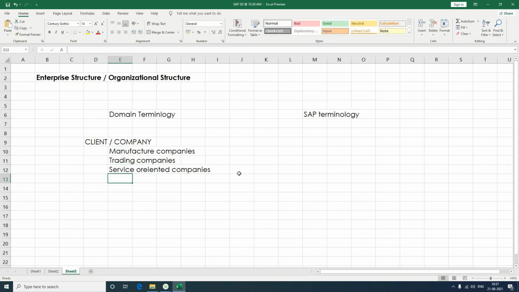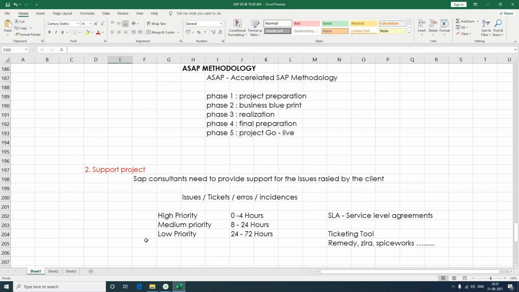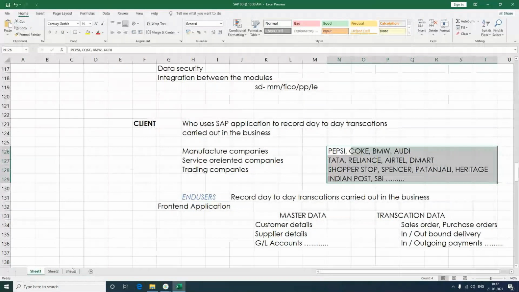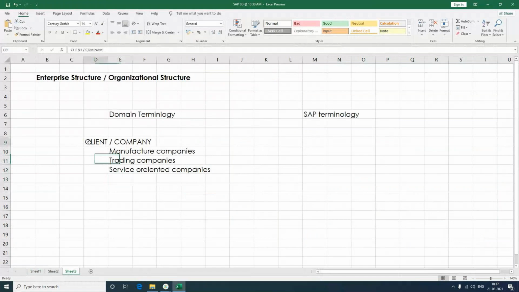So I picked up a lot of examples of companies which are using the SAP application for their business. So these are all companies which we are going to call clients. Okay. So in SAP terms also, the same terminology is used. There is no change in it. In SAP also, we use the same terminology, client itself.